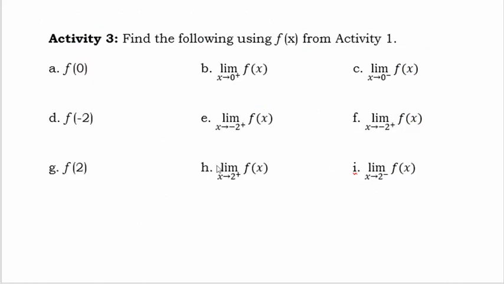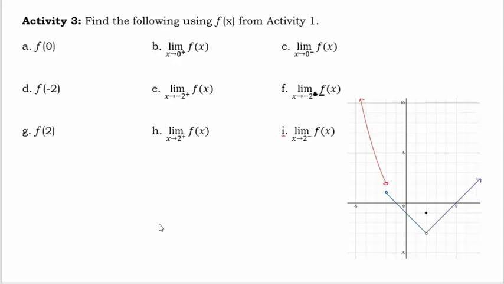So why don't you take a minute and go to activity 3 and try these problems. There's actually a typo here. These E and F are exactly the same. So this should be a minus. So blot that out and make it a negative sign. So -2 from the left and -2 from the right. All right, pause the video and run through those.